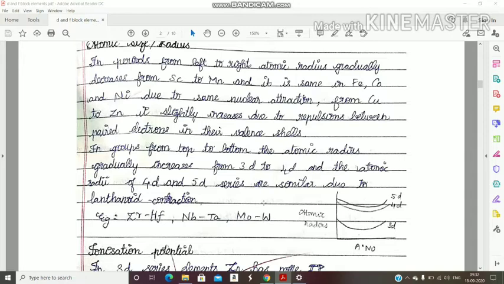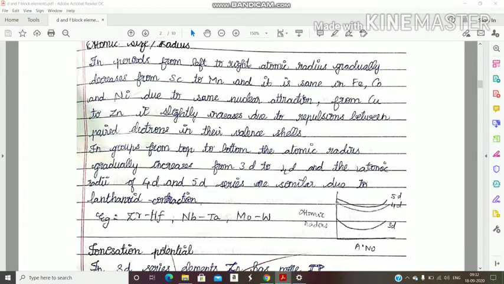Here a graph is drawn between atomic radius and atomic number. See, this is 3D series, 4D series, 5D series. We need not discuss 6D series because that is an incomplete period. So what we discussed regarding 3D series, from scandium to manganese, atomic radius gradually decreases as we expected, but from iron, cobalt, nickel, atomic radius will be same. That is why this center line indicates those elements. They are having same atomic radius, but from copper to zinc it slightly increases. That is the meaning of that point.